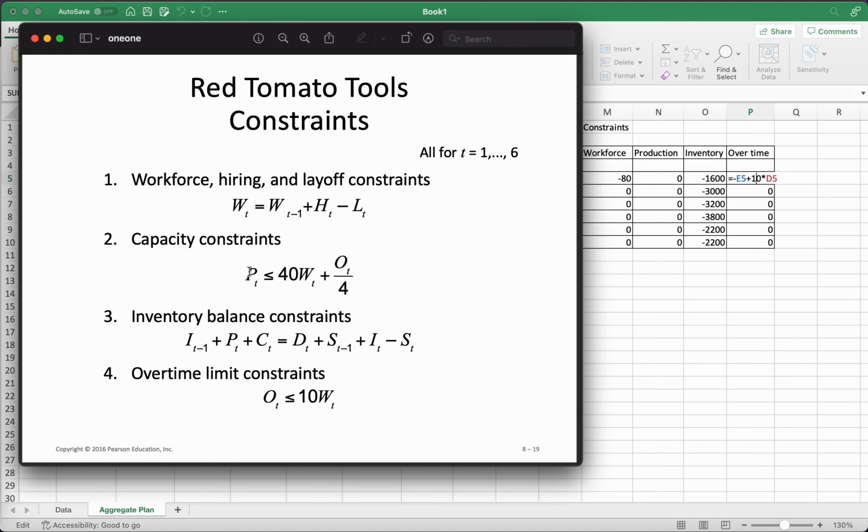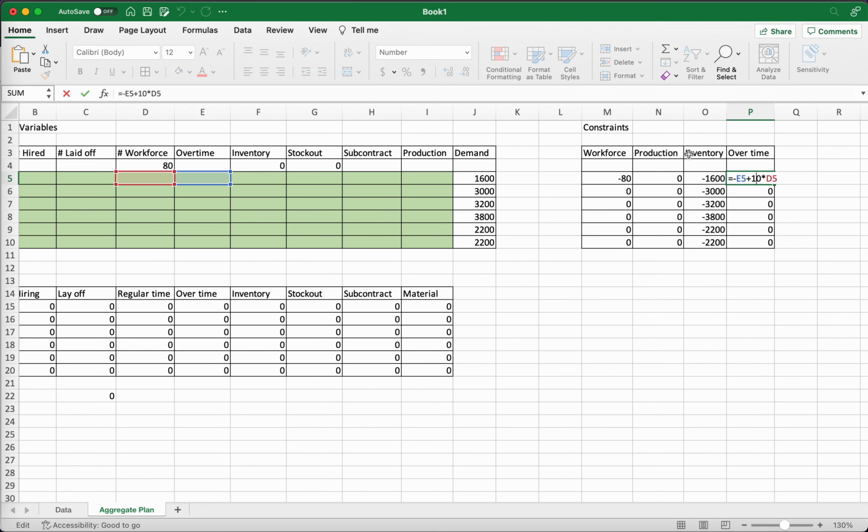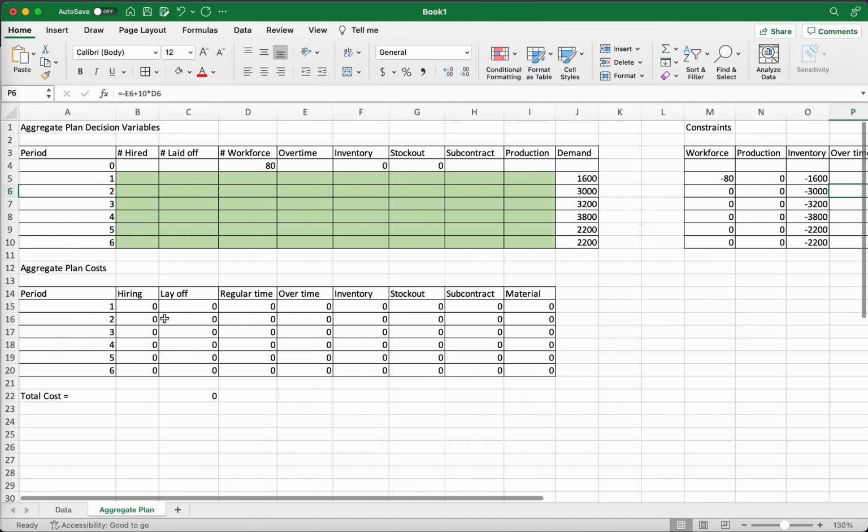So capacity constraints will be greater than 0, overtime constraints will be greater than 0, inventory and workforce balance constraints are going to be equal to 0. And that's pretty much it. So those are our constraints. So we have our decision variables, we have the objective function where we have explicitly written out all the cost values and then added them all up, and then we have the constraints. So let's put this into the solver and solve it.